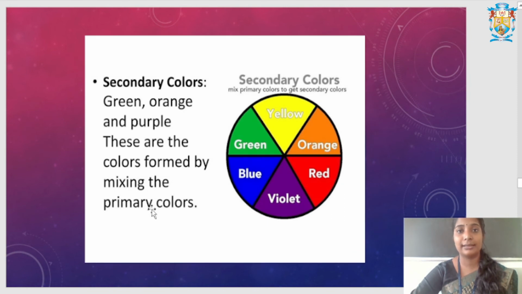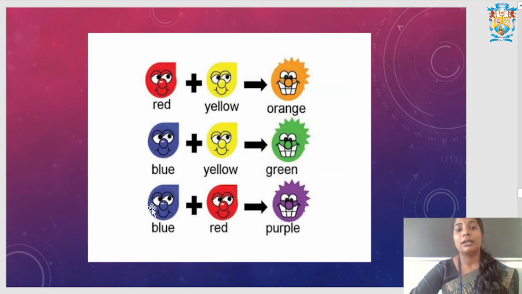Next is secondary color: green, orange and purple. These are colors formed by mixing the primary colors. We'll see red plus yellow is orange, blue plus yellow is green, blue plus red is purple.